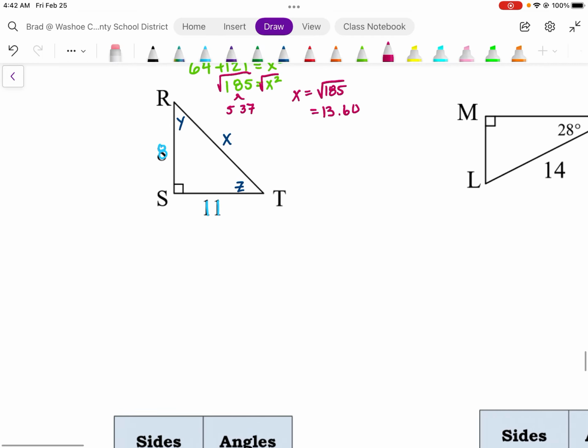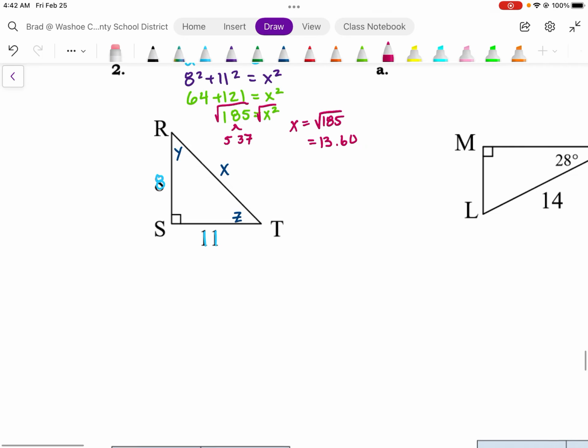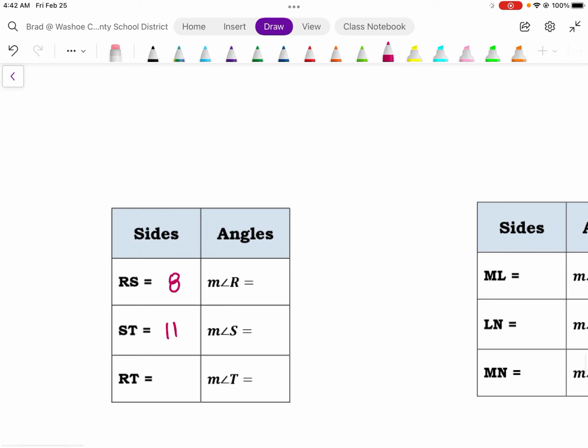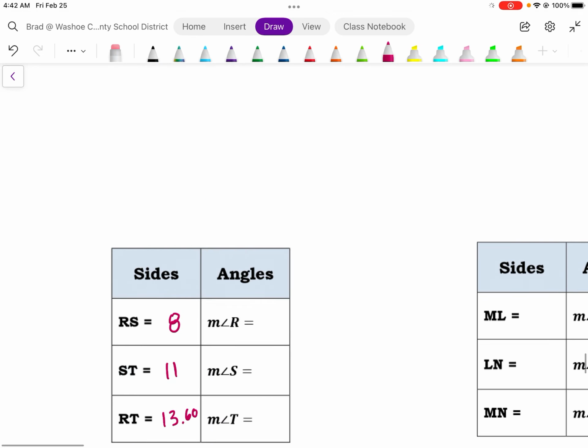So let's write down that information for my sides. So RS is 8, then we had ST was 11, and then we just found out that this is going to be 13.60. All right. Now we have to find what our 90-degree box is. That's going to be S, so that makes it pretty easy. So we'll put 90 degrees right there.